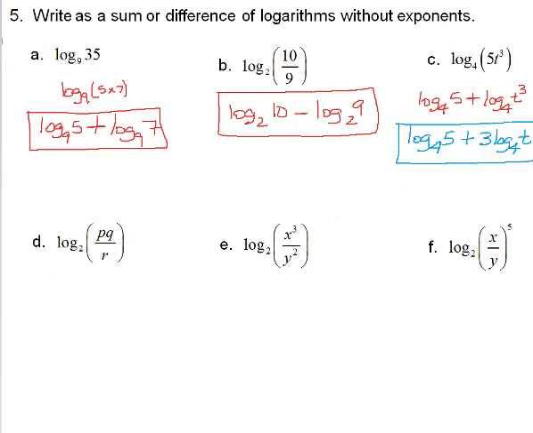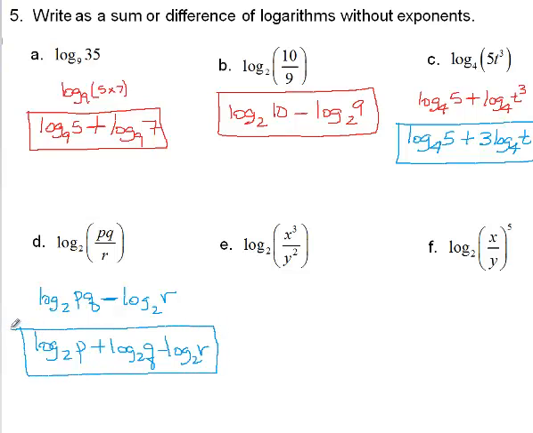Okay. Now the next one, again, you can do in 2 stages. You can do it in 1 step. Depends how competent you are now with these. So this will be log base 2 of PQ, because it's division, subtract log base 2 of R. But then I can break this one up because it's multiply in between. I can break this one up to be log base 2 of P plus log base 2 of Q minus log base 2 of R. So there's the answer for that one.